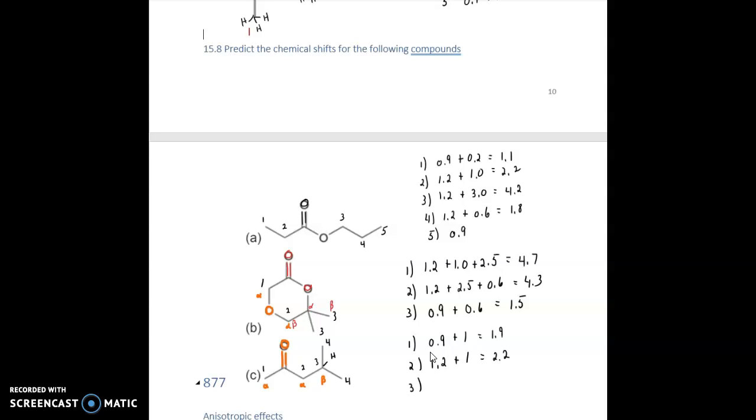It has just 1 hydrogen at that position, and so it's a 1.7. It is beta to that aldehyde group, so we add 0.2, and we get 1.9. The 4th position is gamma to the aldehyde. That's too far away for it to have any effect, and so it stays at 1.9.